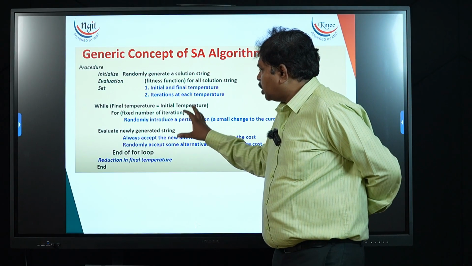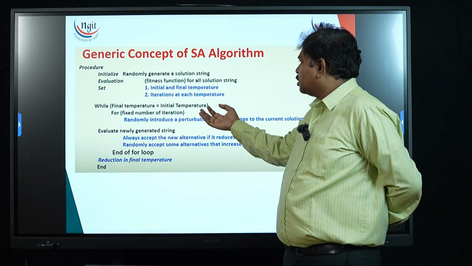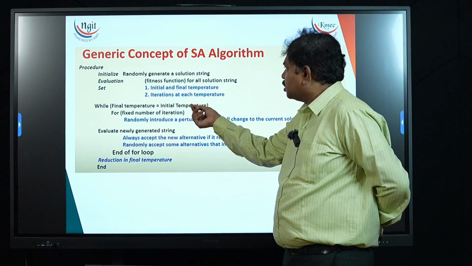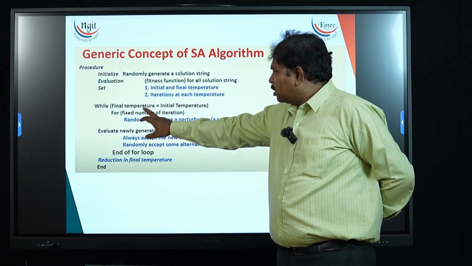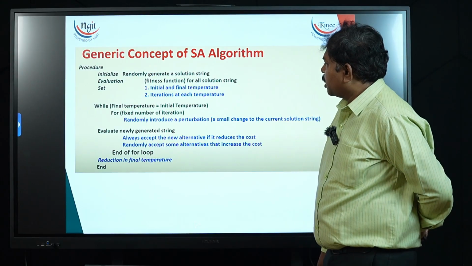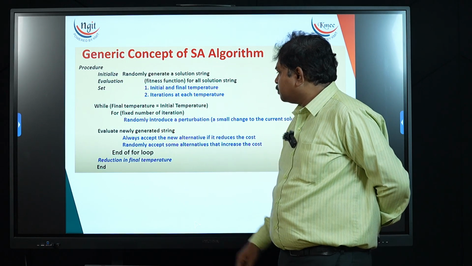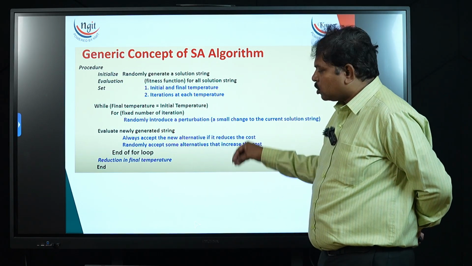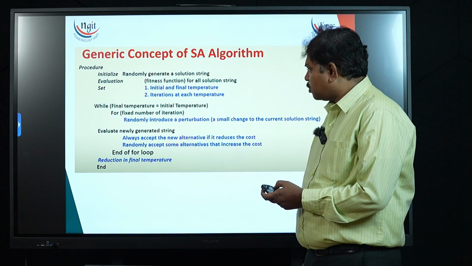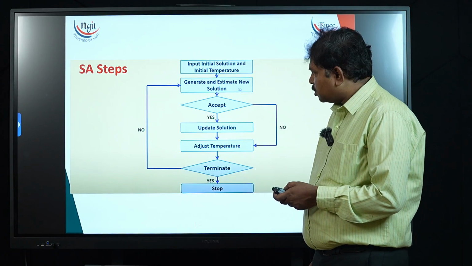When you try to solve the problem, first we initialize the environment: we set the initial and final temperatures and the iterations at each temperature. The loop will continue as long as the final temperature has not been reached. Randomly introduce a small change to the problem, and after applying the small change, again we try to solve the problem. This specific algorithm is given for the annealing problem.